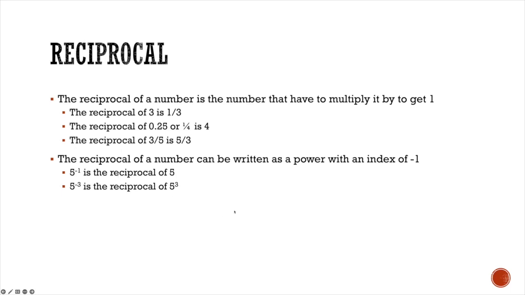The reciprocal of a number can be written as a power with an index of -1. 5 to the power -1 is the reciprocal of 5. 5 to the power -3 is the reciprocal of 5 to the power 3.